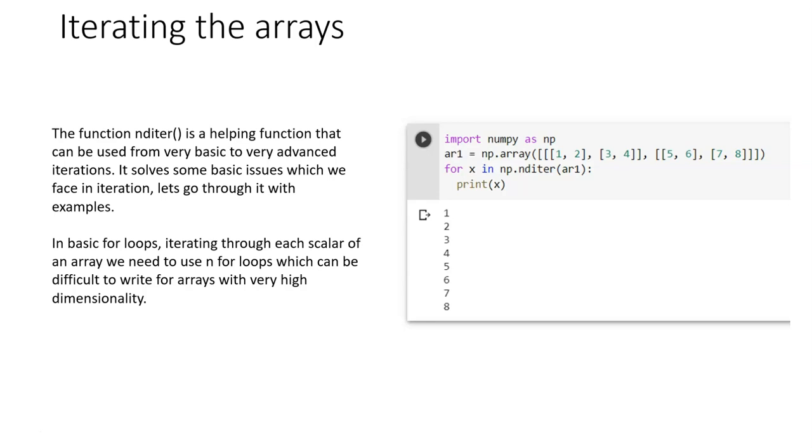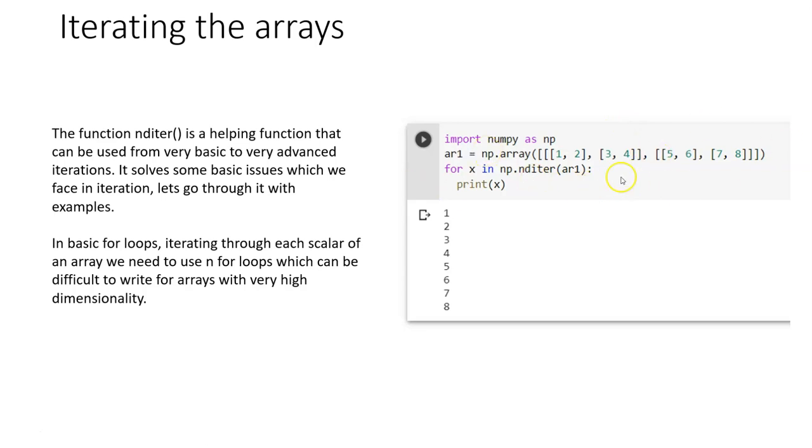You can also iterate an array using the function nditer. Sometimes when you have nested iterations, that is repetitive iterations, it is very difficult to manage things with the typical for loops, right? So nditer is a very useful one. This is much easier to manage, right? This is another way of iterating in the arrays.